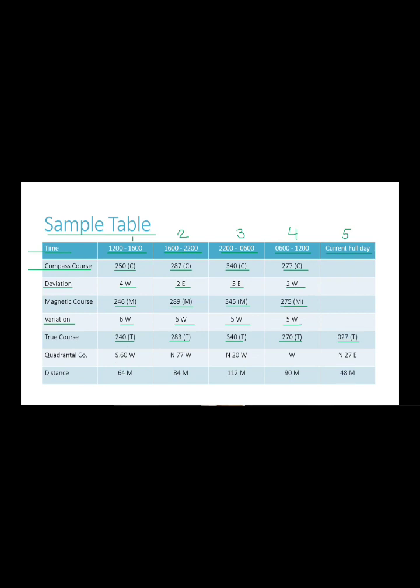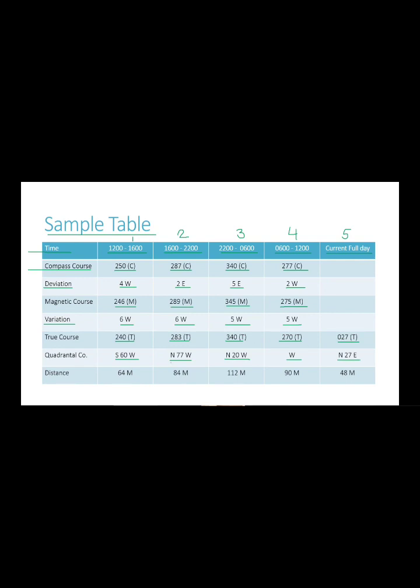So 240 becomes south 60 degree west, north 70 west. Then you have 340 as north 20 west. And you have 270 as a westerly course. 270 जो course है बेटा ये westerly course है. If it is 090 it becomes easterly. If it is 000 it becomes northerly. If it is 180 it becomes southerly. So current becomes north 27 east.